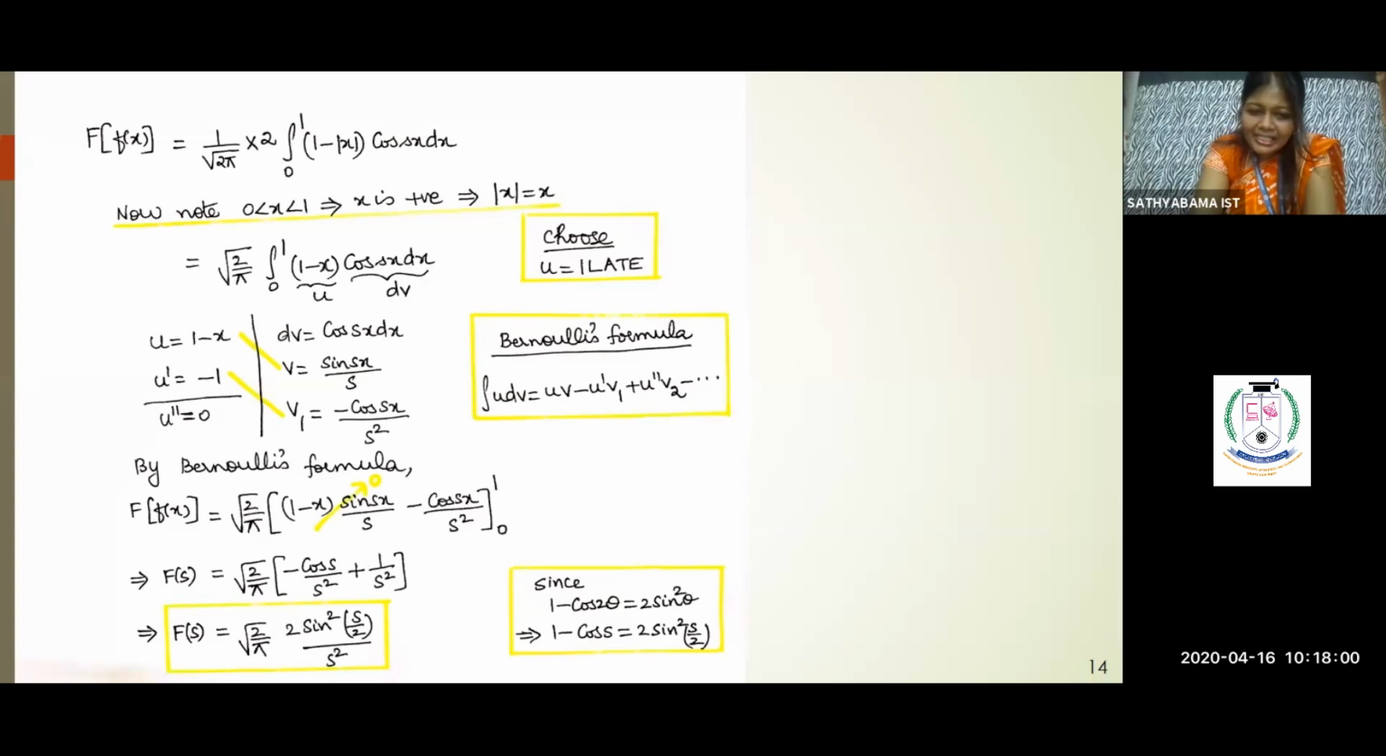Now look in the last step right inside where I've highlighted. You know 1 minus cos 2 theta is 2 sine square theta. You know that formula, right? So what will 1 minus cos s be? It will be 2 sine square s by 2. Isn't it? 2 theta is becoming theta. So what will s become? s by 2. Have you understood? So that is what I've done. So that's how I get the last step. Root of 2 by pi, 2 sine square s by 2 by s square. And why did I bring it in terms of sine? Because the deduction has sine.